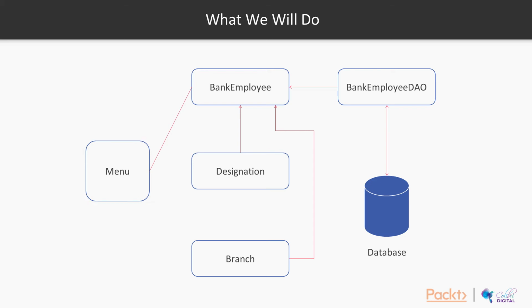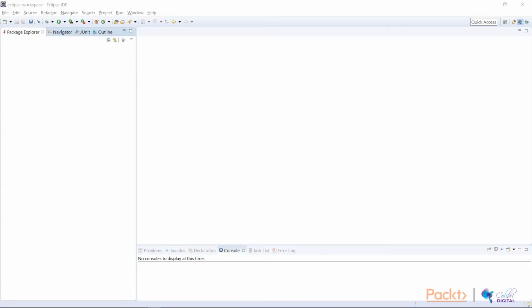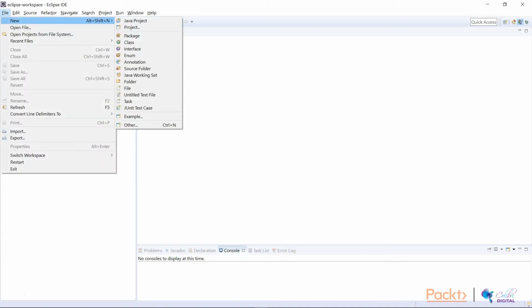And that's the way we do it, because we separate concerns so that it makes sense. Okay, so what we must do now is open up your Eclipse IDE and let's set up the mini database project. What we're going to do is call this project Packed Banks. Right, let's create a new Maven project. So here we go.